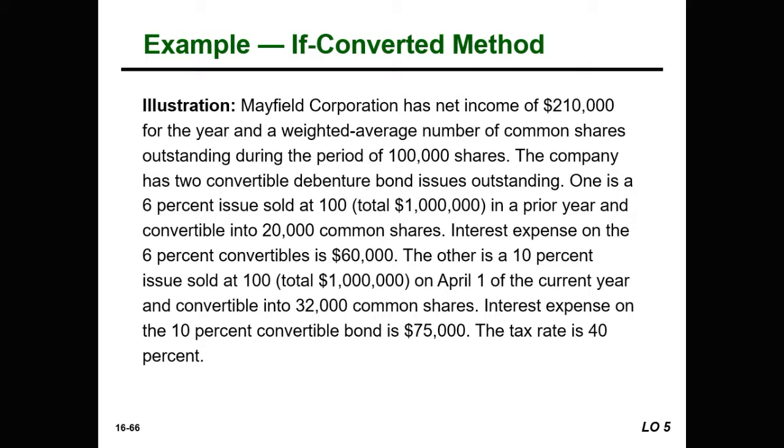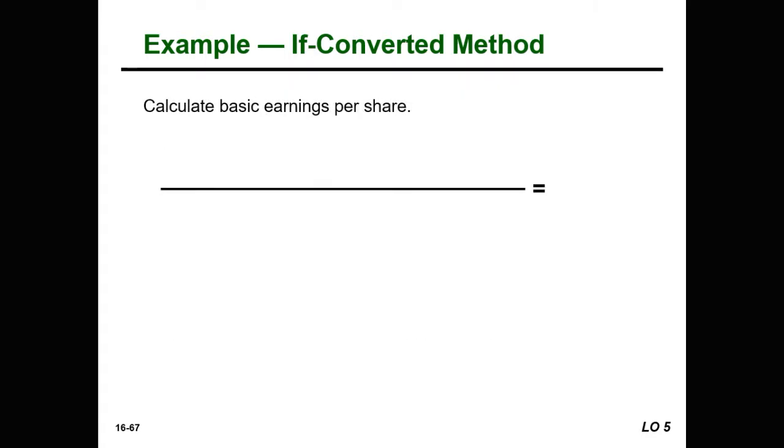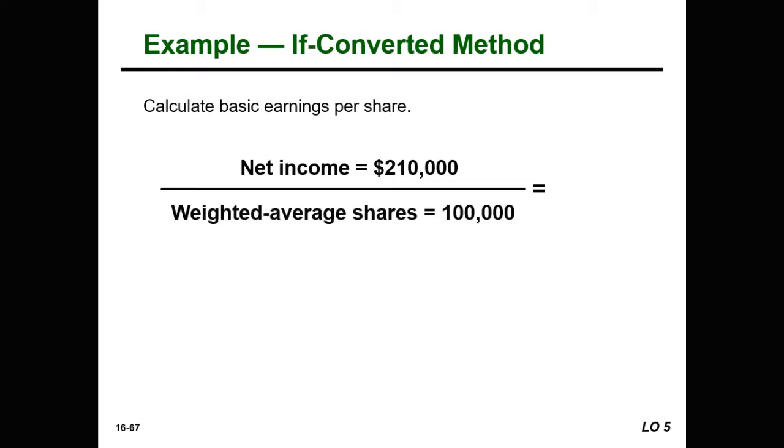So basically what we're going to begin doing is assuming these were not actual bonds and had converted to their 20,000 and 32,000 common shares. What would the effect have been on net income, and what would it have been on the weighted average number of common shares outstanding for the period? So we calculate basic earnings per share to begin with. That's net income of $210,000 divided by the weighted average shares of 100,000, which gives us $2.10.